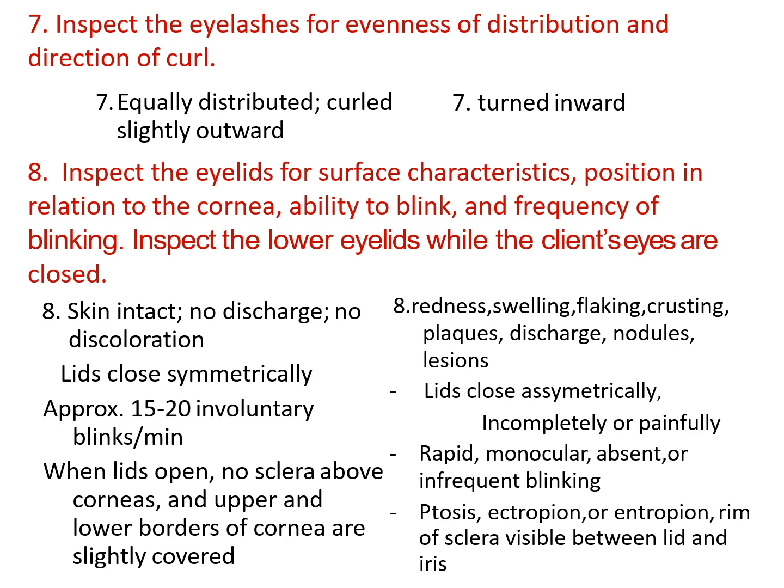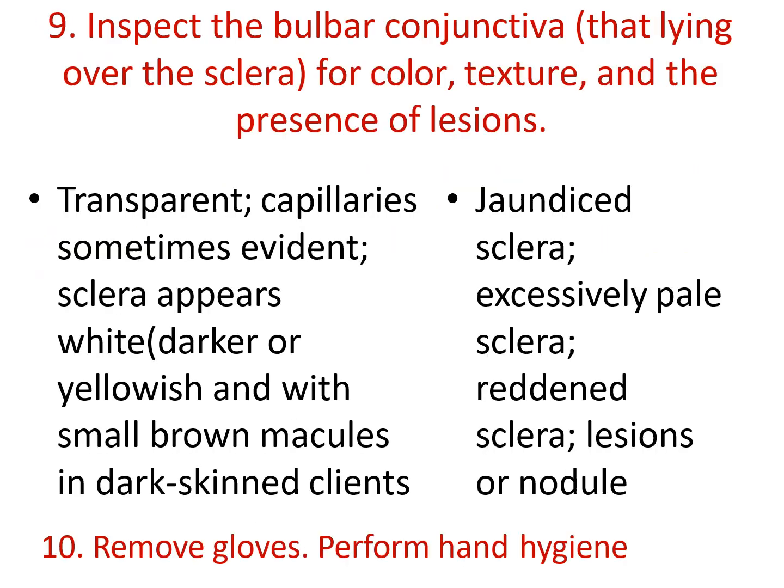So looking onto the lids of the patient, it may be looking asymmetrical. Then for the movement, it should be rapid, monocular, absent, and infrequent blinking. Look also over the eyelids for any presence of ptosis, as we have seen earlier, an ectropion or entropion. The rim of the sclera should be visible and between the lid and the iris.